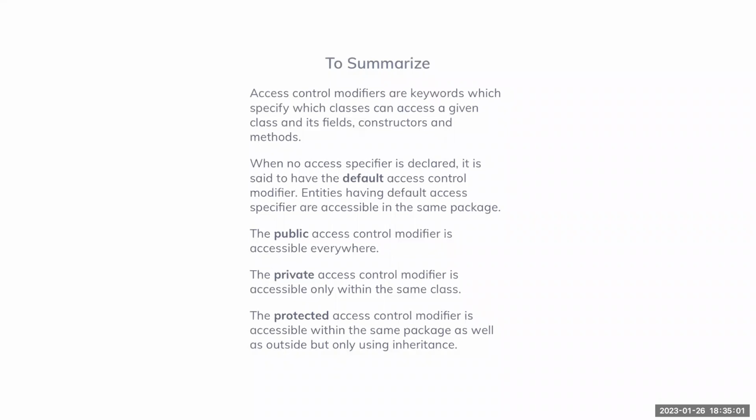The protected modifier is used with the concept of inheritance, so it can be used in the child class. The variable that you declare with protected can be used in the child class. This is the concept for access specifiers.